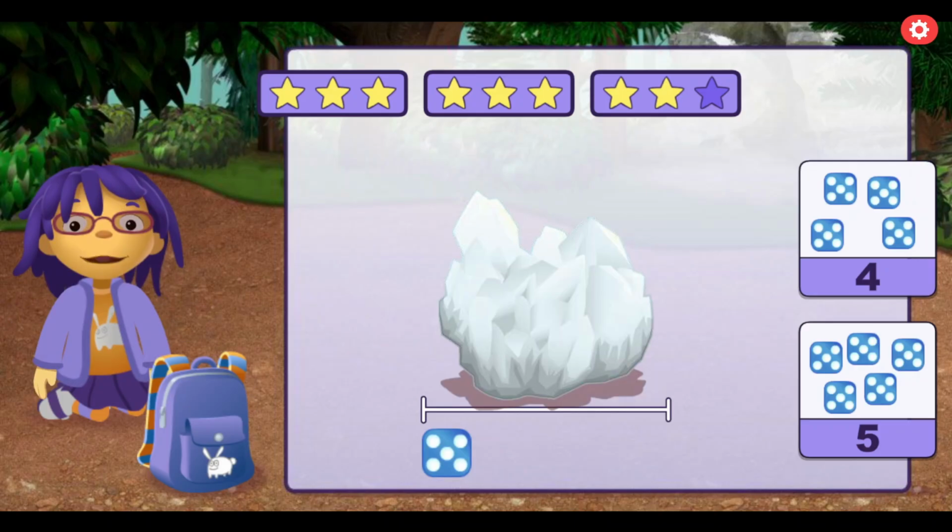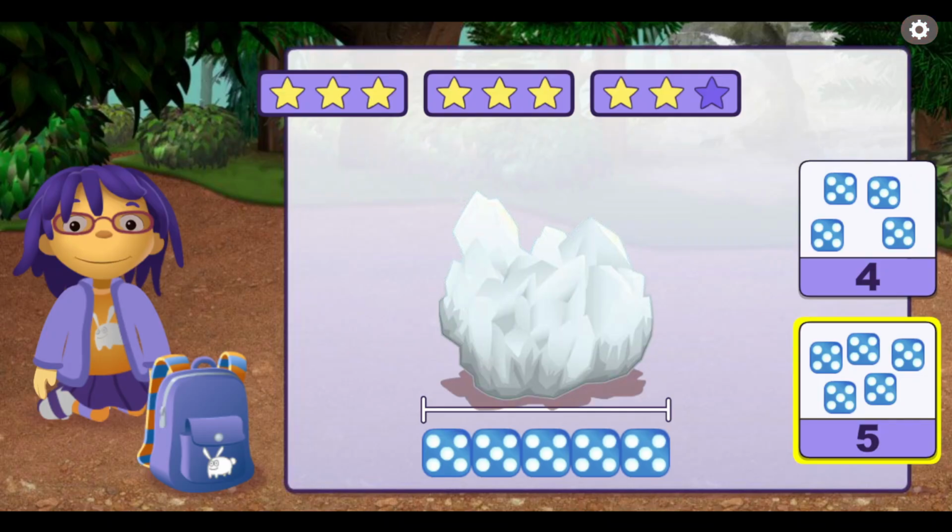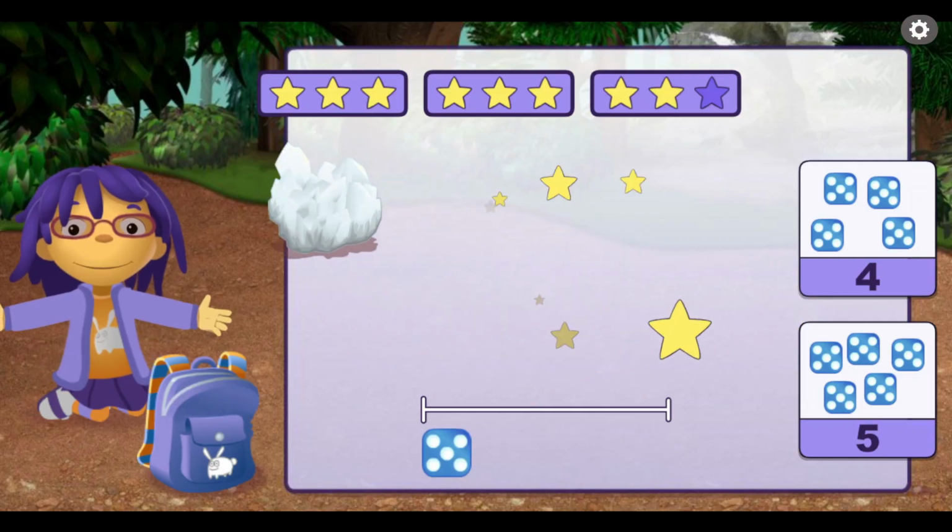How many dice long is this rock? 4, 5. 1, 2, 3, 4, 5. That's right!